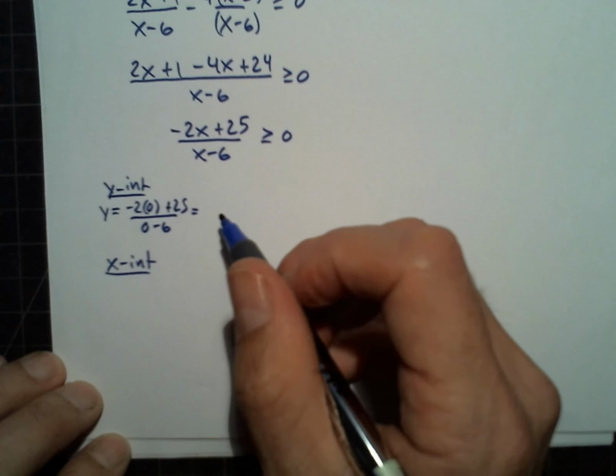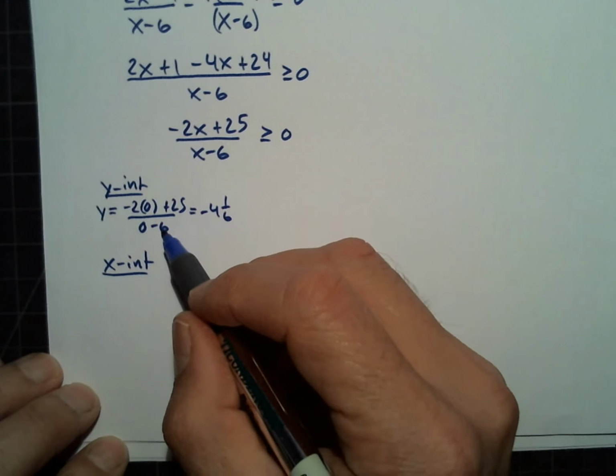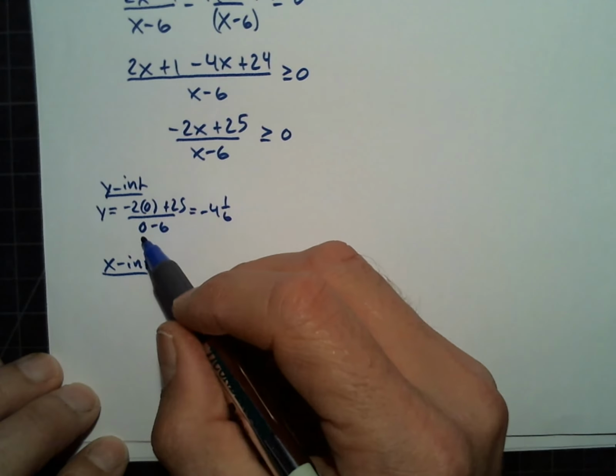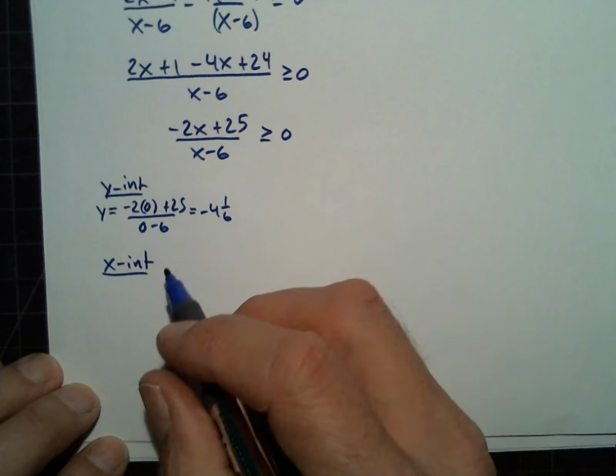So here we get negative 4 and 1/6. 25 over negative 6. This is 0 over 0. Positive 25 over negative 6. We get negative 4 and 1/6.